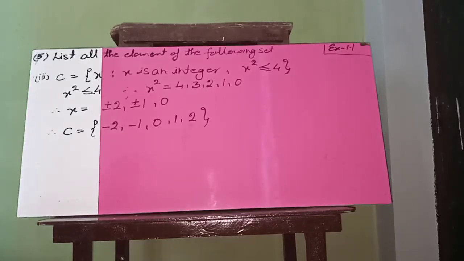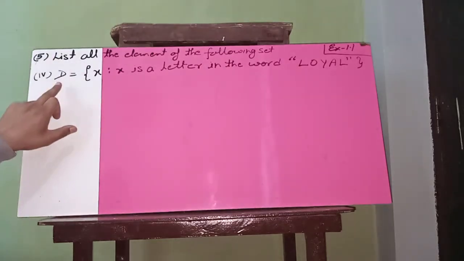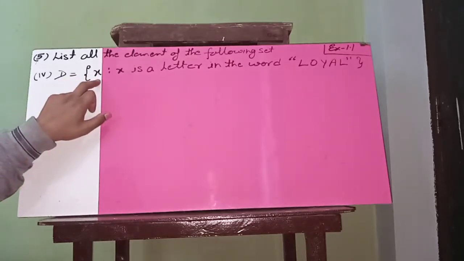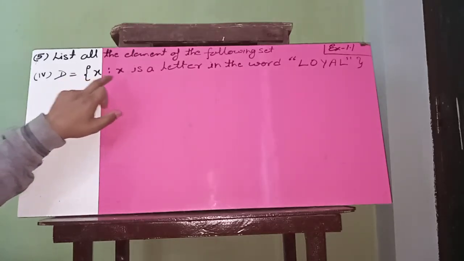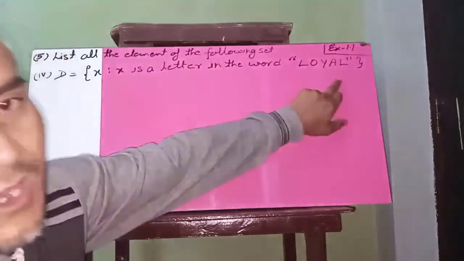So now you make the question number third part. Okay, now I take question number third. Which part? Fourth part. Now I take question number fourth part. Okay, fourth part says set D equals, in set D we have element x. And what is x? x is a letter in the word LOYAL, loyal.